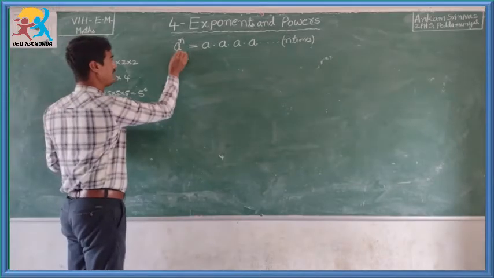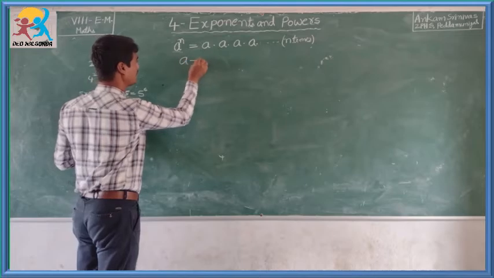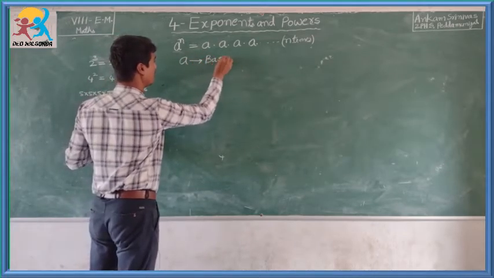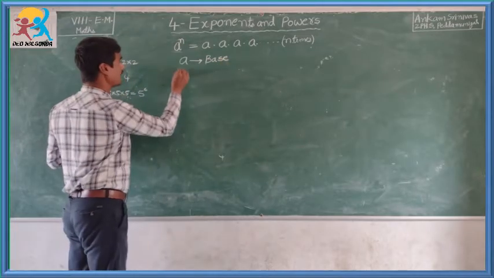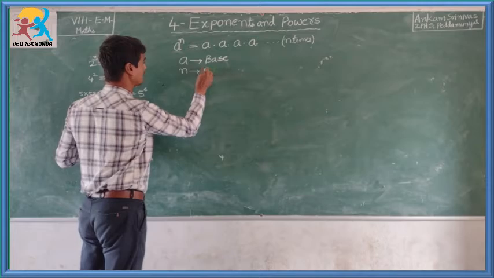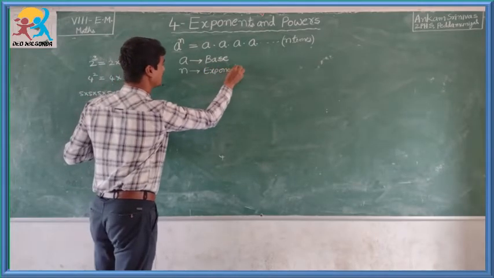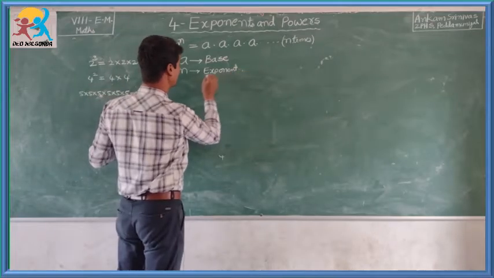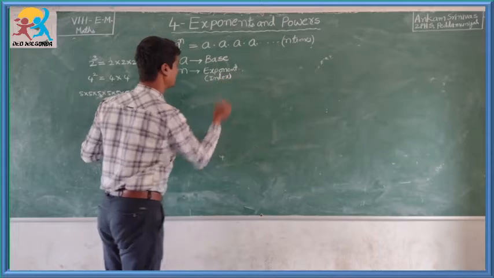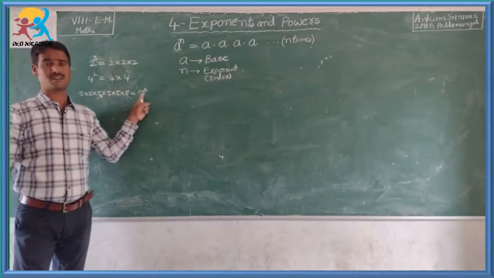In this, a is called the base. What is this called? Base. And what is n called here? n is known as the exponent, or this is also known as the index. Index.